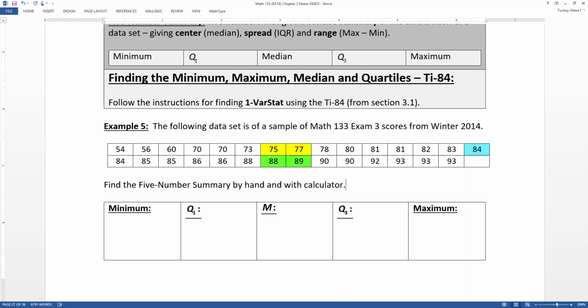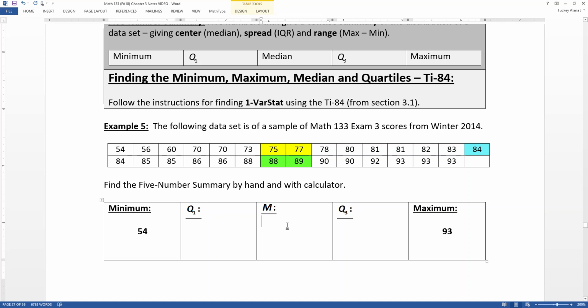Okay. Well, by hand, it's really easy when your data set's in order like this and it's not very large. So the minimum's kind of obvious, it's 54. And by the same token, the maximum's kind of obvious, it's 93. That was done. We wish all of our exam questions would be so easy.